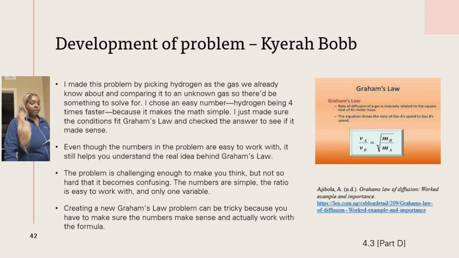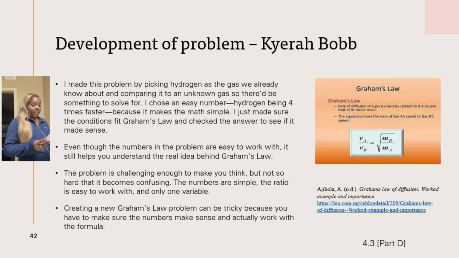Why the problem isn't too difficult to be useful. Since the numbers are simple, the ratio is easy to work with, and it only has one variable. The molar mass of the unknown gas needs to be solved for. This keeps the math manageable while still requiring you to use Graham's law formula correctly.